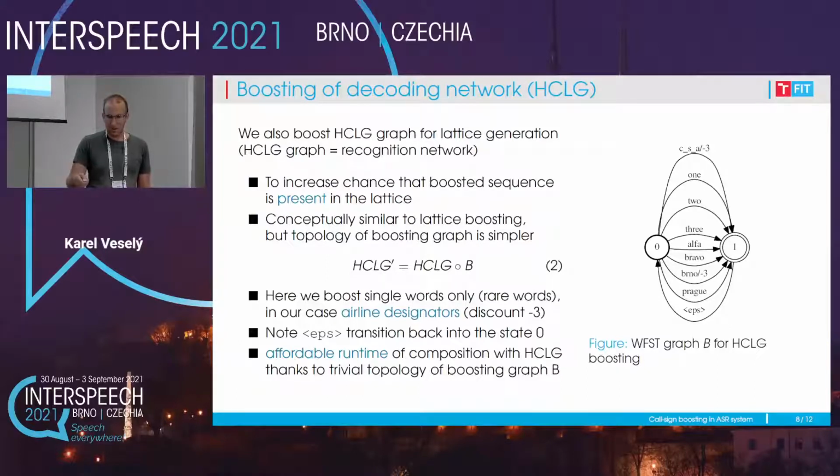And there is the problem of runtime here. This HCLG graph tends to be quite large, so we cannot just use the same topology as we used before. So we use this simplified form. We are boosting isolated words here, and we chose to apply it on the rare words only. This could also be a single state graph with a self loop, but just for the sake of presentation I visualize it here as a two state graph with a backlink through epsilon to state 0.